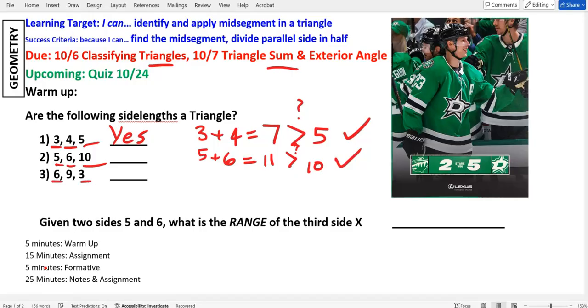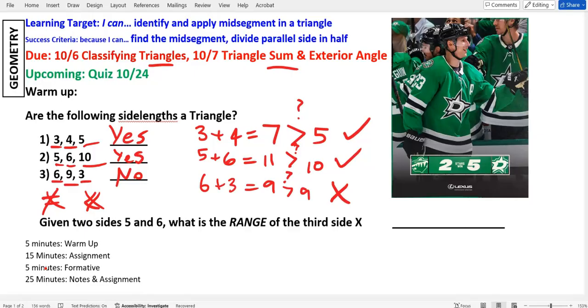Okay, the smaller ones are 6 and 3, right? Don't get messed up here. 6 plus 3 equals 9. Is 9 greater than 9? No. So, two yeses and a no, because it cannot be equal, and it cannot be less than.